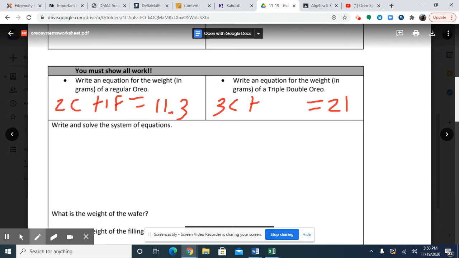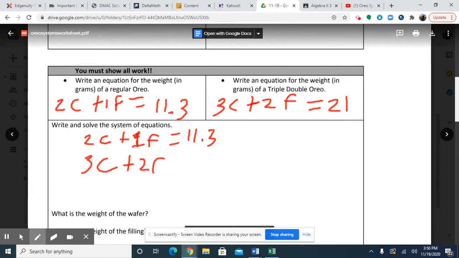Now the equation for a triple double Oreo is 3C plus 2F. So we have now written our equations and we're going to put them together into a system. We want to figure out how much each individual cookie and how much the individual filling weighs. So we're going to do that by writing out our system right here.